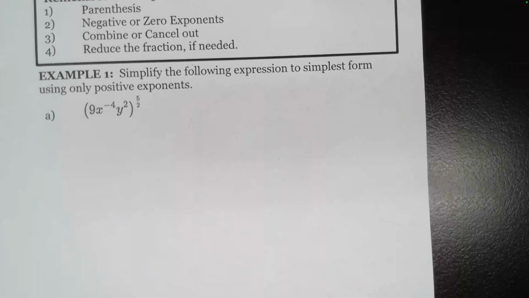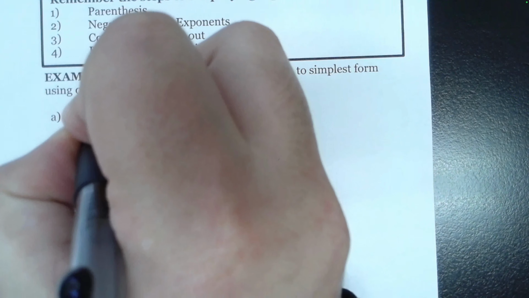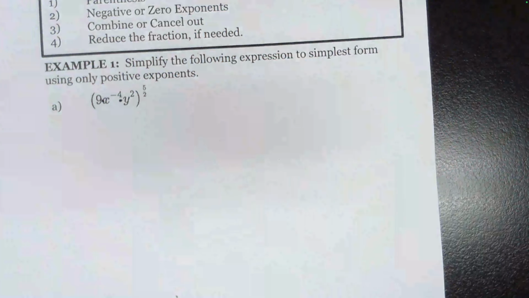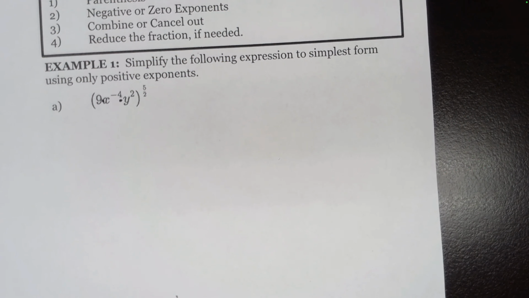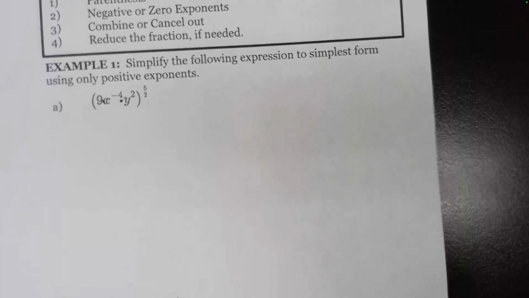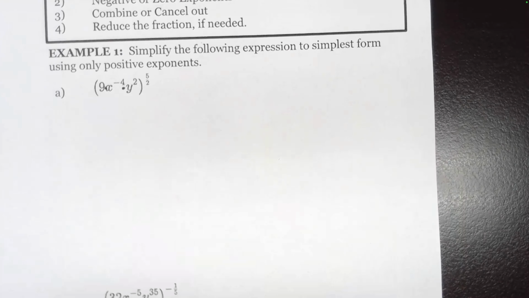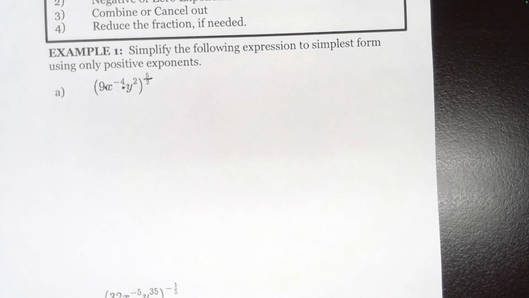Okay, parentheses. So the first thing I have is 9 times x to the 4th, x to the negative 4th times y squared, and then I have a power, right? How do I get rid of parentheses? So that's my first step, parentheses, right? So what do I do to get rid of the parentheses?